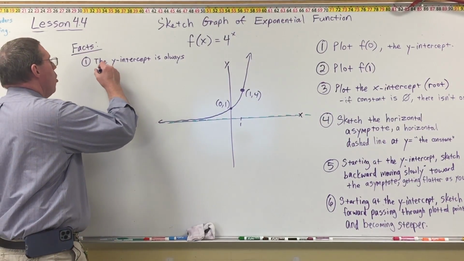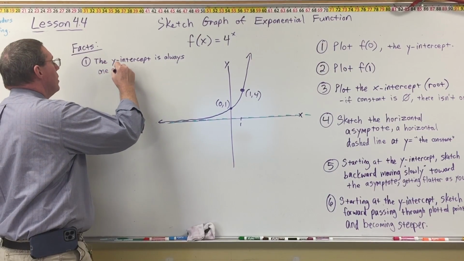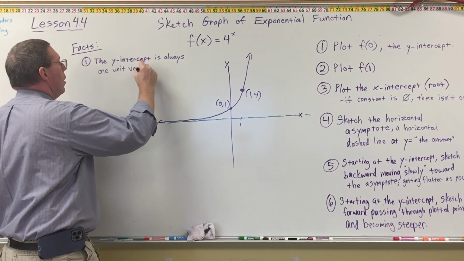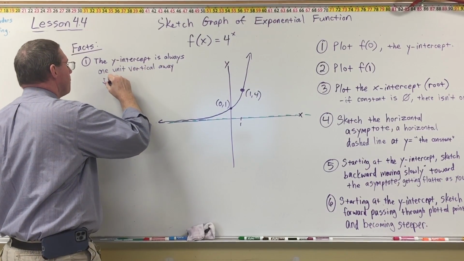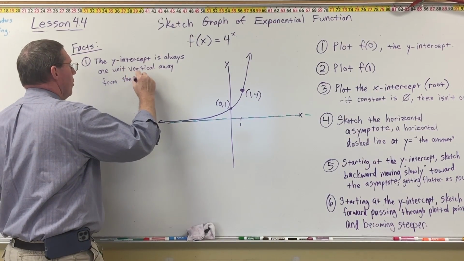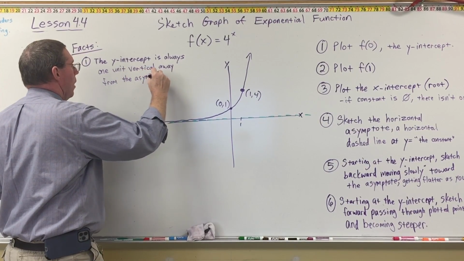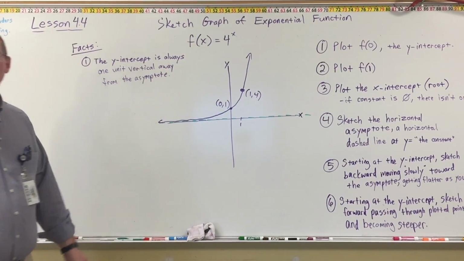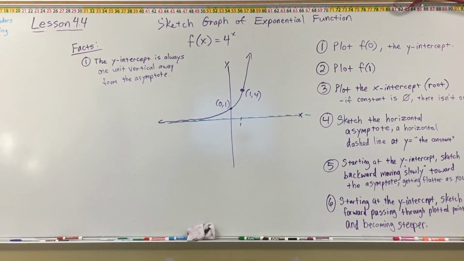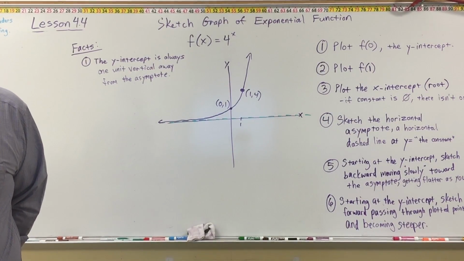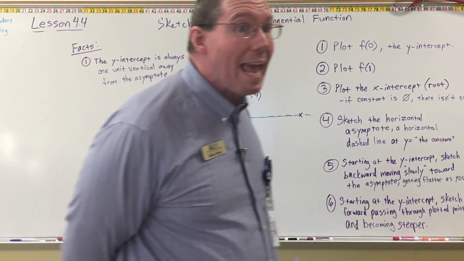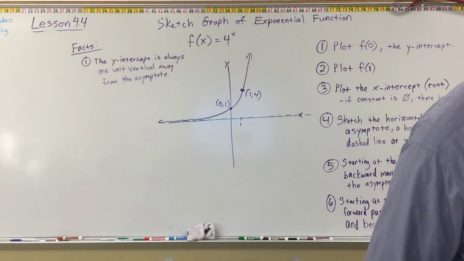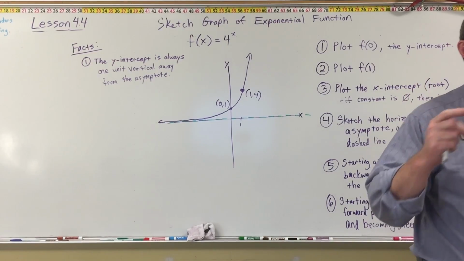The y-intercept is always 1 unit vertical away from the asymptote. Always 1 unit vertical away from the asymptote, okay? So if your asymptote is at y equals 7, then your y-intercept is going to be 0, 8 if you're above the asymptote, or it'll be 0, 6 if you're below.